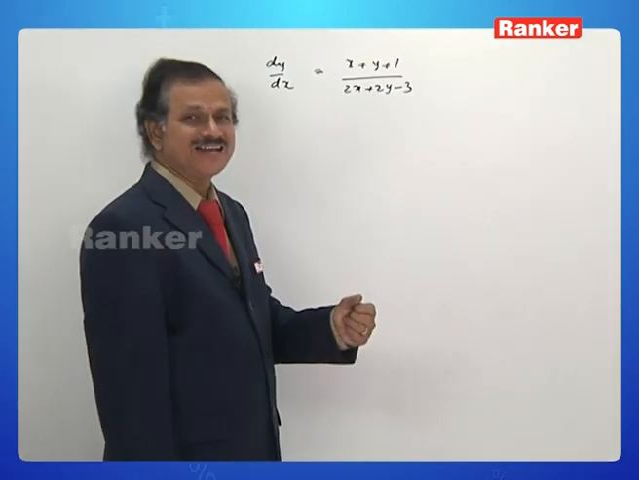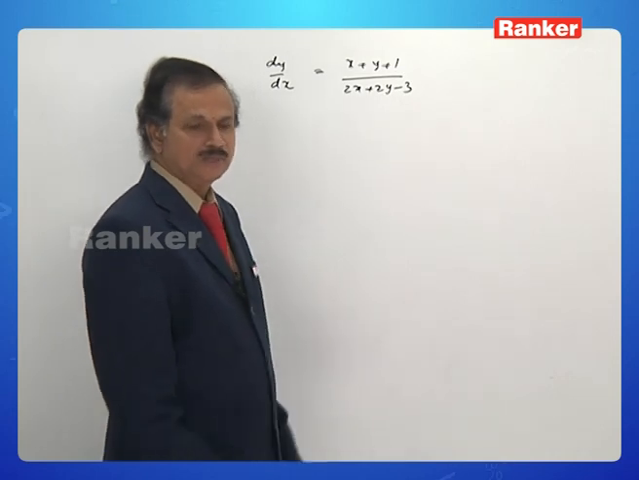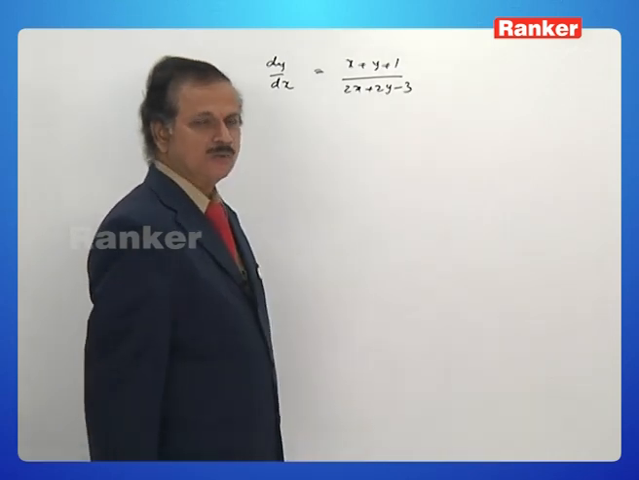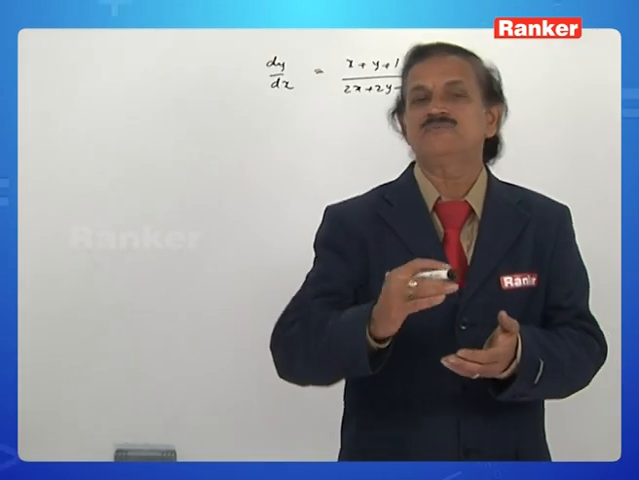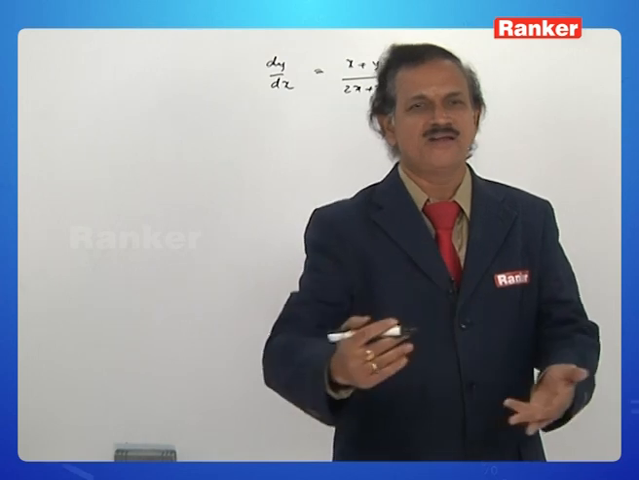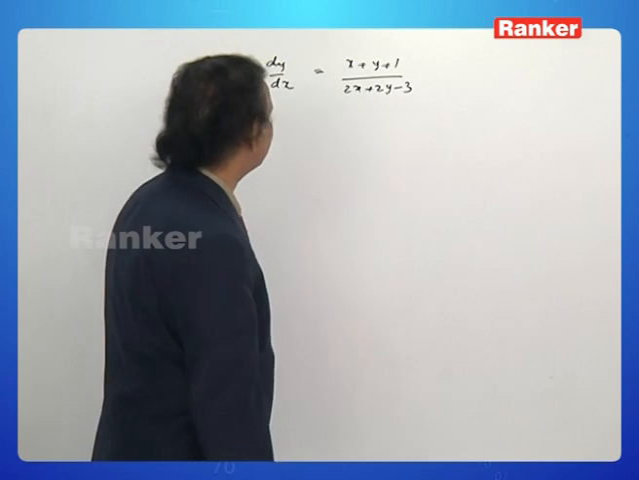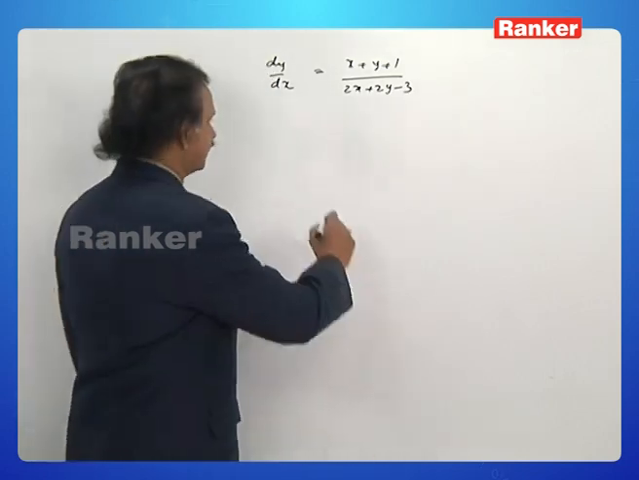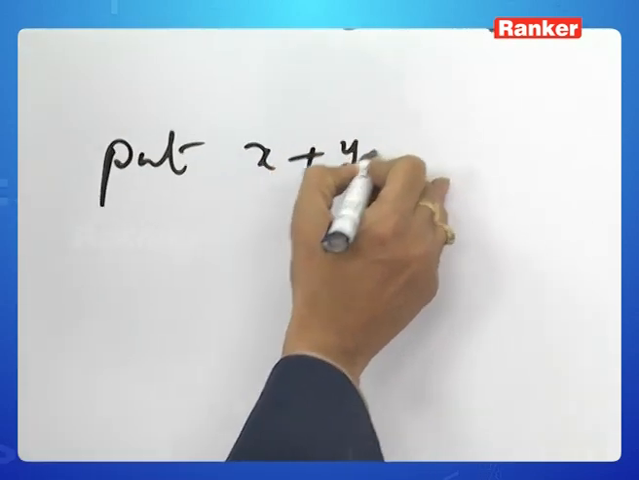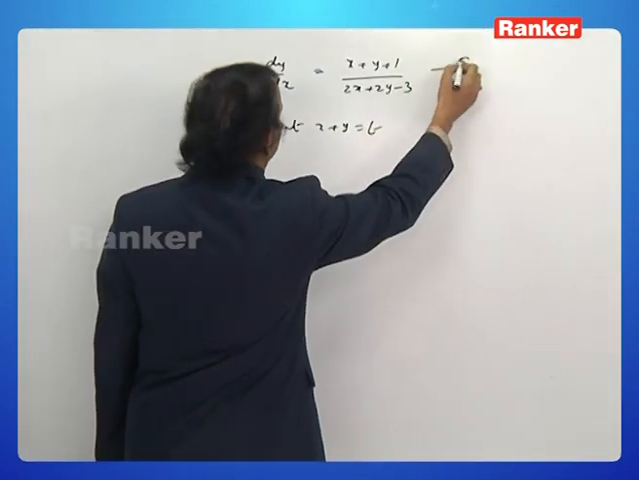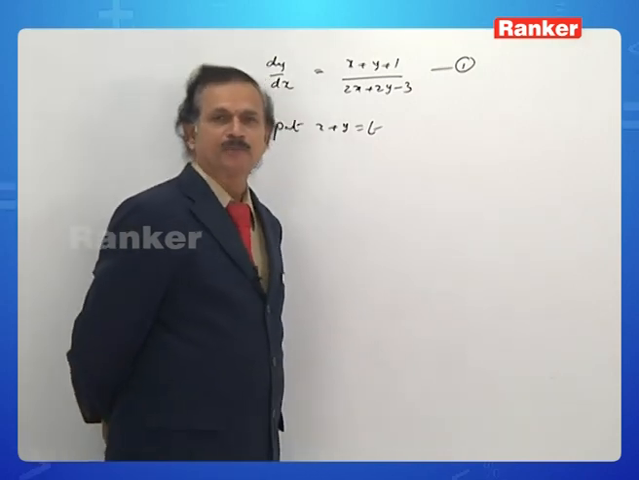Please recollect the procedure which we used in the previous problem. We have supposed something as t. What is that something? That is the expression which can be observed in both numerator and denominator as a common expression. What is the so-called common expression here? x plus y. That's good. Put x plus y is equal to t.